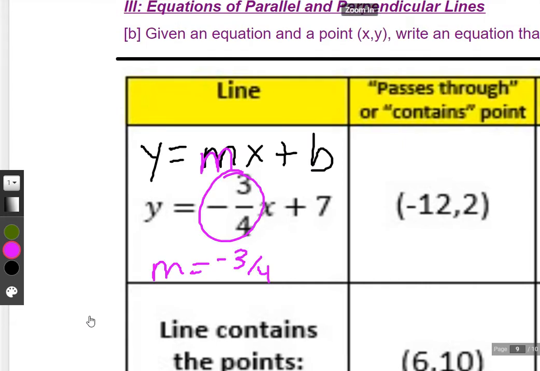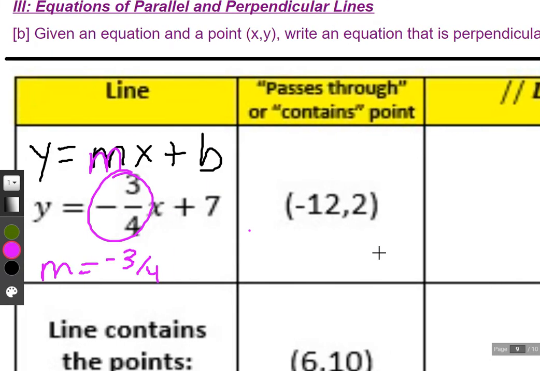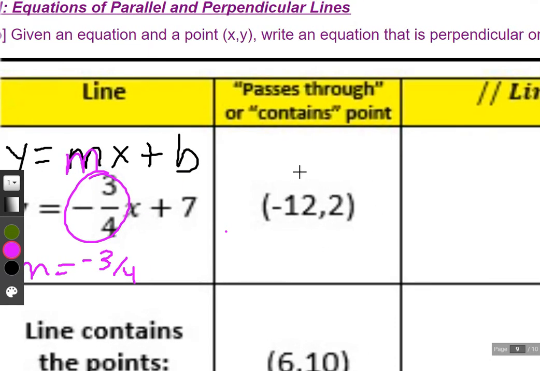Okay, and so the way we're going to find the b value is by utilizing this other point, this pass-through point. When I say it contains a point or I say it passes through the point, what I'm actually trying to give you is a usable x and y value. And so we have to understand that at least one good x value is going to be the -12, and one good y value is going to be the 2. Okay? And so let's keep that in mind as we're solving for the parallel and perpendicular equations.